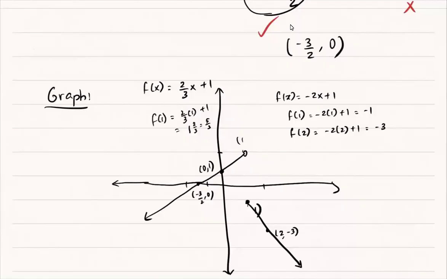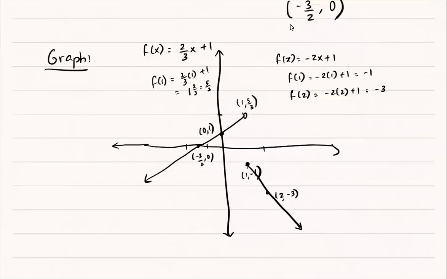So this one is (1, 5/3), but this point is not on the graph. Whereas this point, (1, -1), is on the graph. So this is my piecewise function's graph.